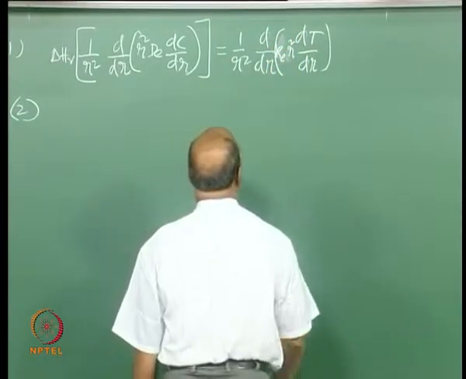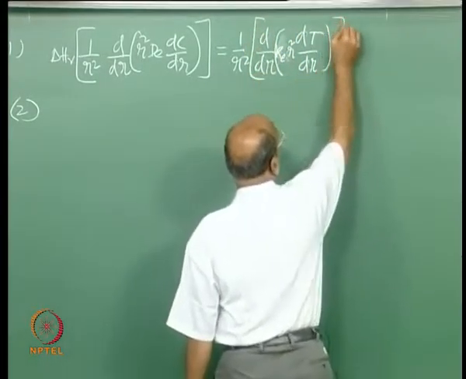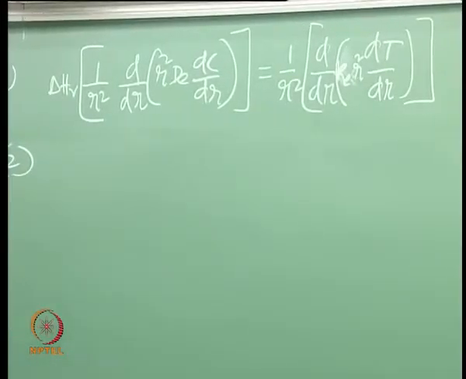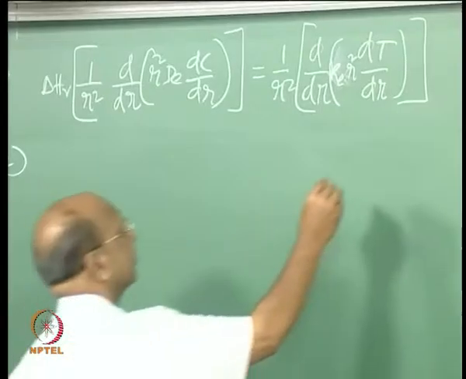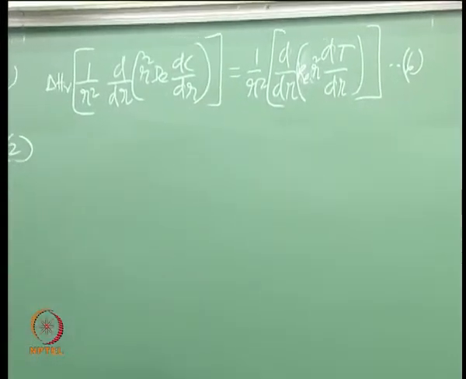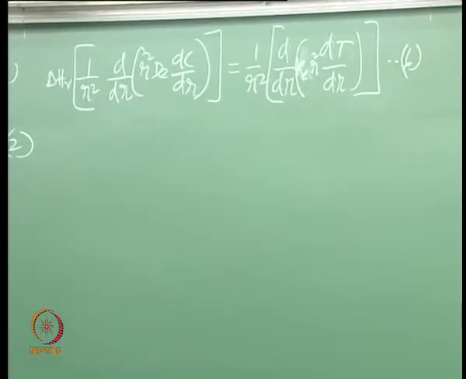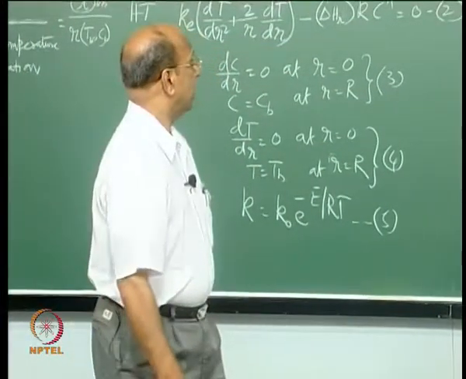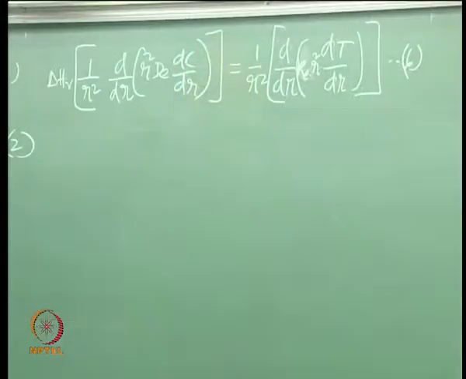Yeah. So this is another equation now. Using these two, this equation, this is now 5, 6. Can you tell me the relationship between concentration and temperature? You have to integrate that twice, and then you will get the relationship. Yeah, someone did already. It is very simple.